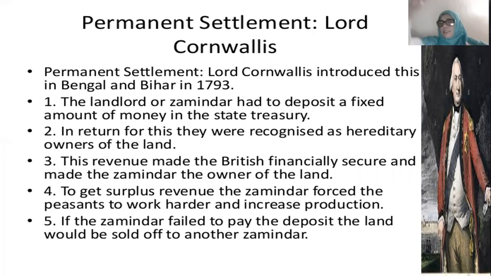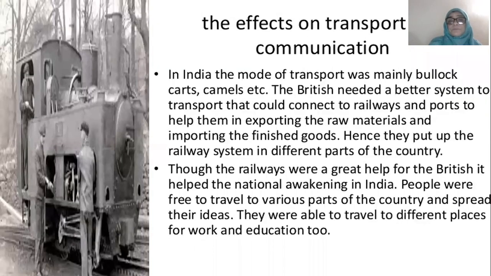Now see, it's a chain that is going on. The Britishers were taking over everything from zamindars, right? They were asking a lot from zamindars, a lot of revenue. So what the zamindars were doing, they were putting pressure on the peasants, the farmers, to work harder and harder and increase the production. If the zamindar failed to pay the land deposit, they had to give the land. They had to sell away the land. Again, they were annexing. They were trying to take away land from us.